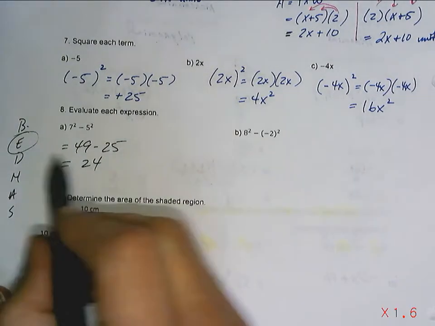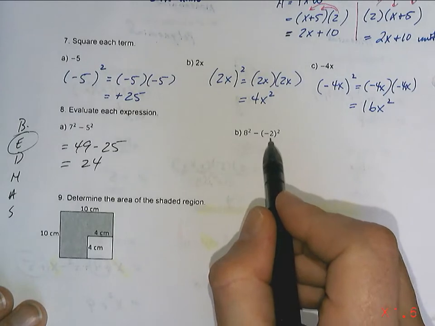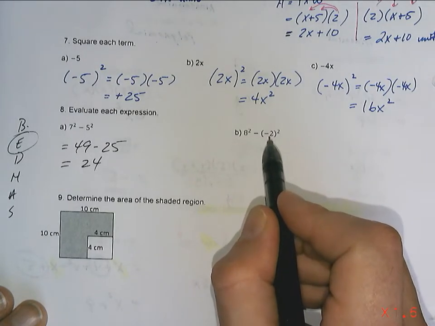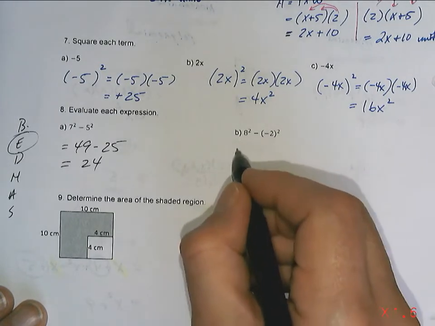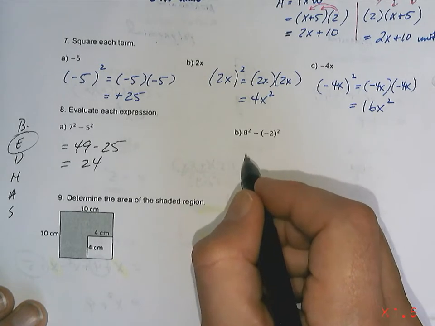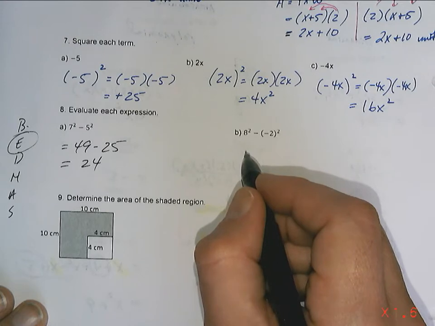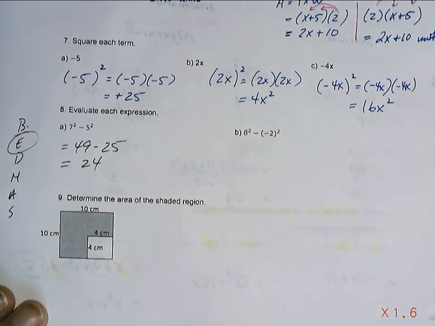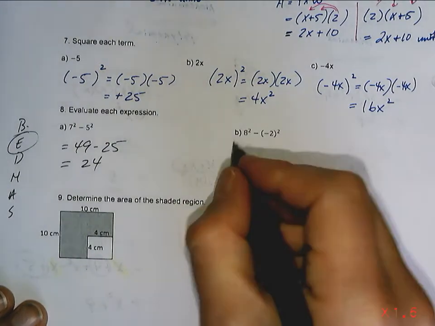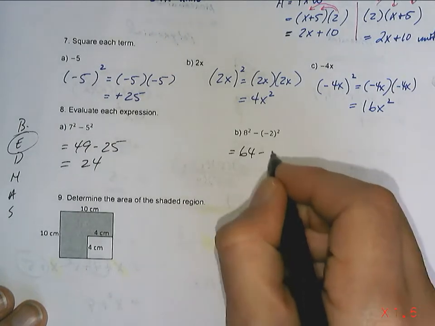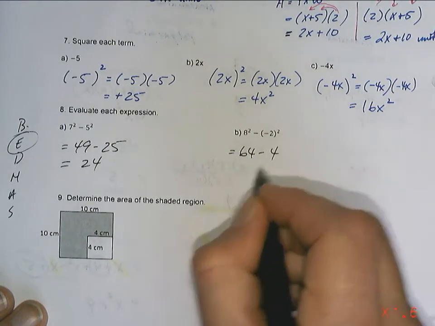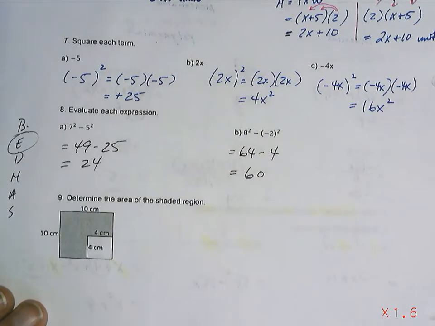Over here, BEDMAS says to do brackets first. There's nothing to do inside the brackets. So then we do the exponents. So it's 8 squared, which is 8 times 8 is 64, I think. I'm looking out into my studio audience. 8 times 8, 64? Yep. Minus negative 2 squared, which is 4. Answer is going to be 60. And again, nothing to it.